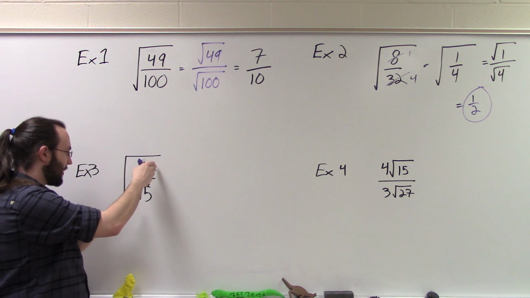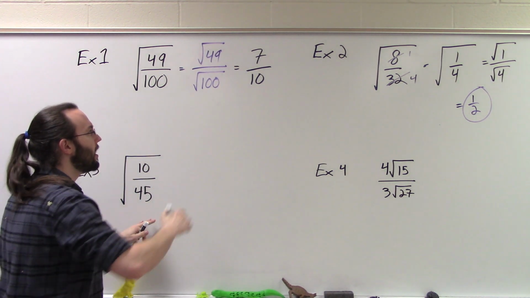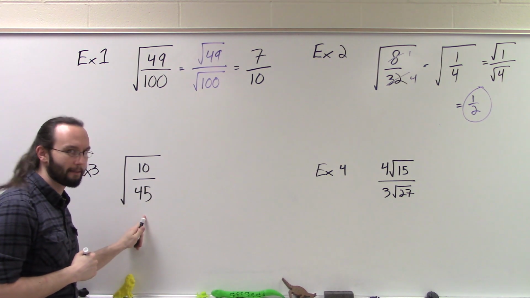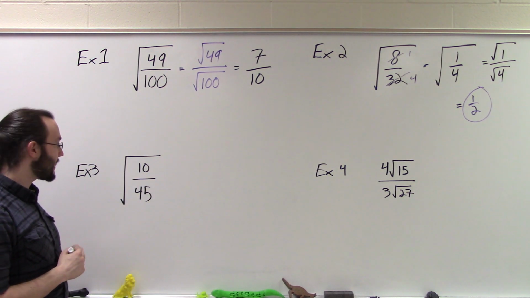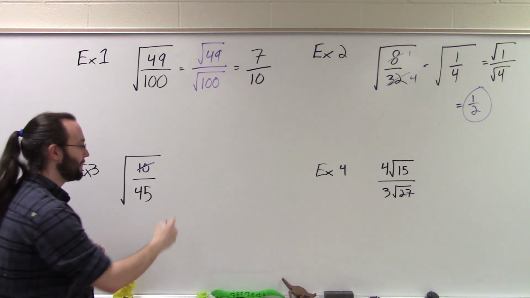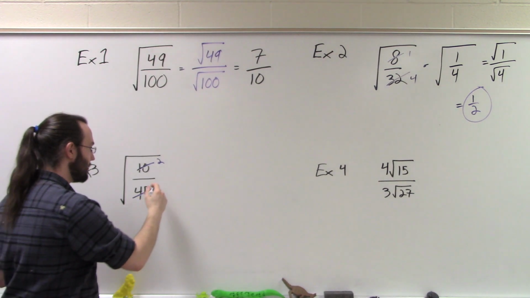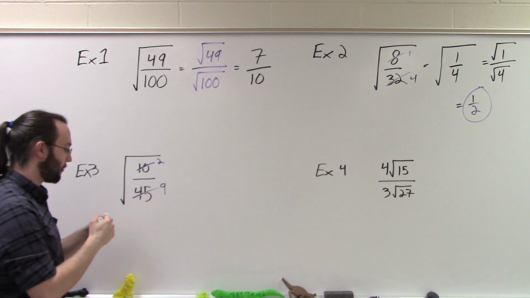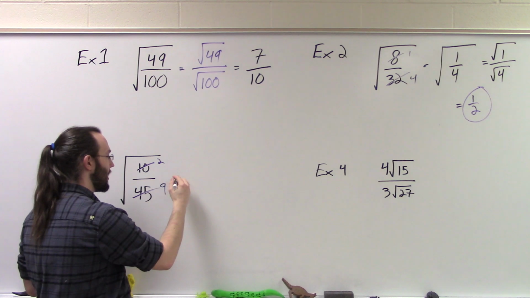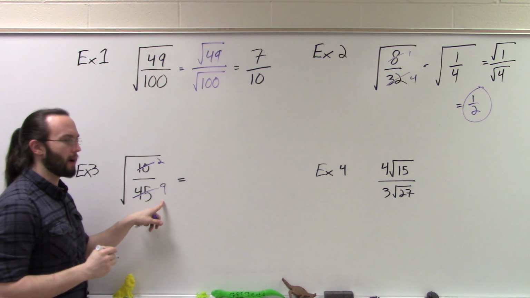So it's helpful to look at this initially, 10, 45, do they have anything in common? Unlike example 2, 10 is not a factor of 45, but we can reduce both of these by 5. 10 divided by 5 is 2. 45 divided by 5 is 9. So this is the same as 2/9. However, 9 is a perfect square.